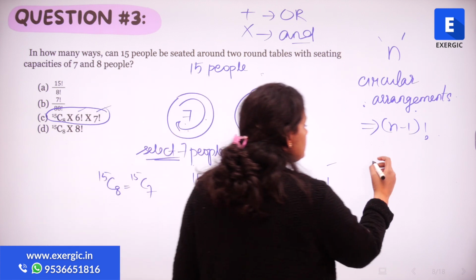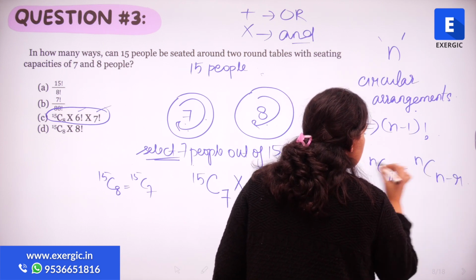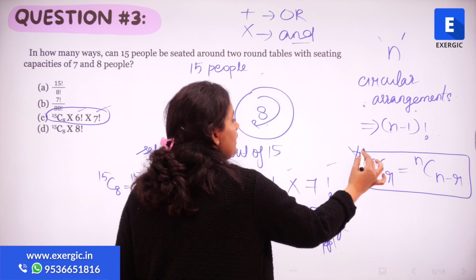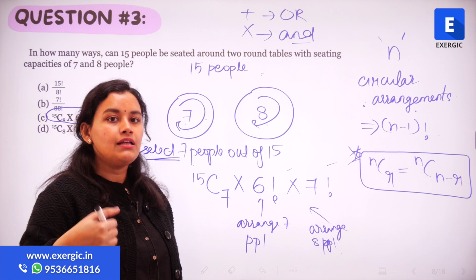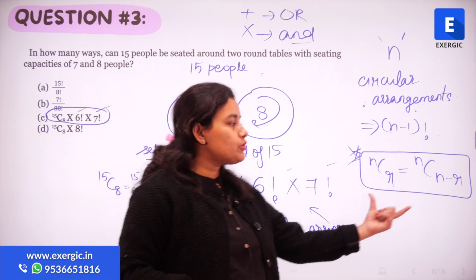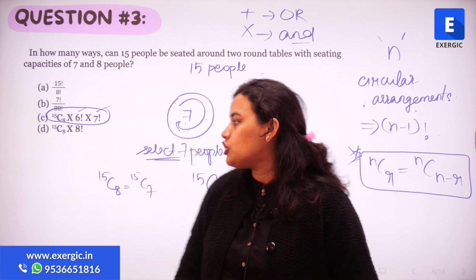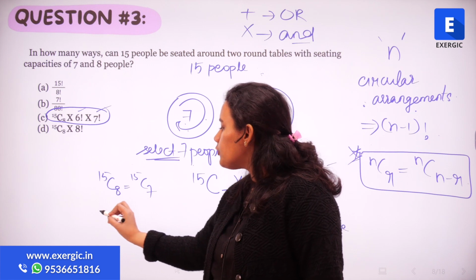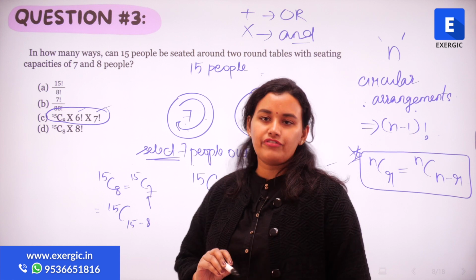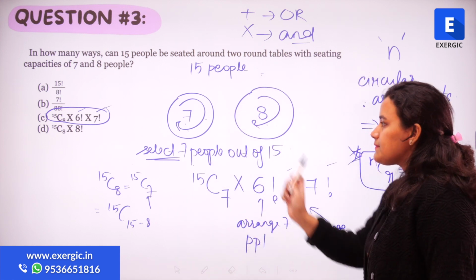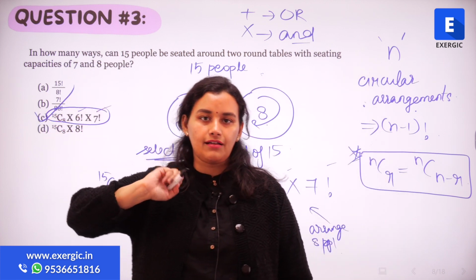Why? Because we know that nCr is equal to nC(n minus r). This is another property that you would have learned in the initial levels of this topic of permutation and combination. So 15C8 will be equal to 15C(15 minus 8), which is nothing but 15C7, right? So these two terms that we have got are actually equal. So option number C is the correct answer.